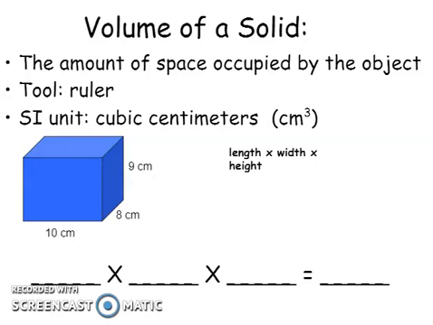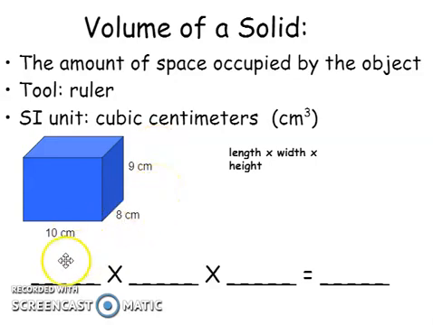So volume of a solid. It's the amount of space occupied by the object. Well, how do we measure the volume of a solid? Well, we use a ruler, okay? But what we're looking for on the ruler is not the inches side, we're looking for the centimeter side. All right, and then once we do length times width times height, we have cubic centimeters, which means centimeters to the third power up here. All right, length times width times height.